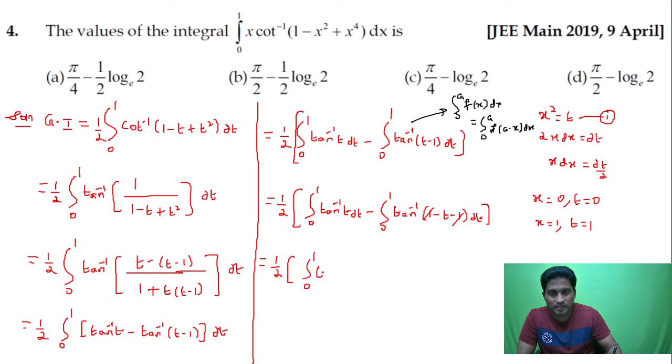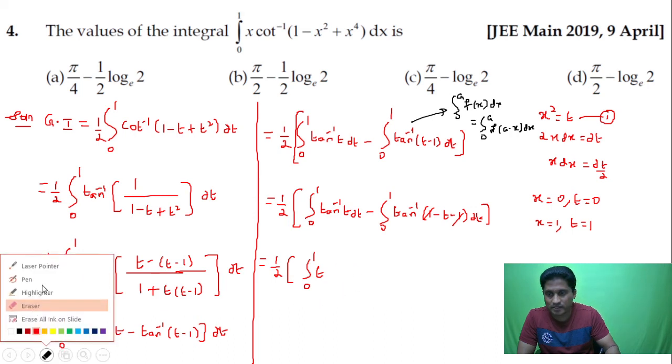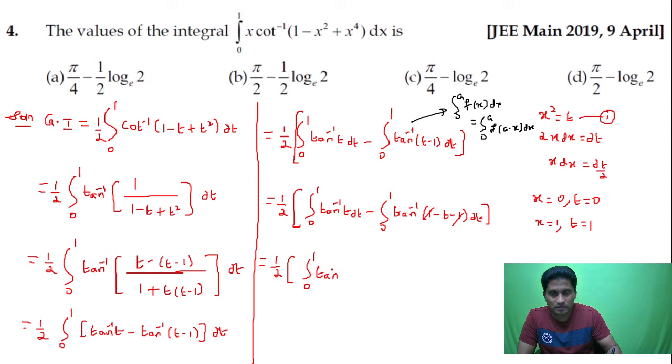And then you get tan inverse of t into dt, and minus will be plus. So tan inverse of t plus the integration 0 to 1 of tan inverse of t dt. So this is equal to half of 2 times the integral 0 to 1 of tan inverse of t dt. So this 2 and 2 cancels. Now I can write into 1 and use by parts.